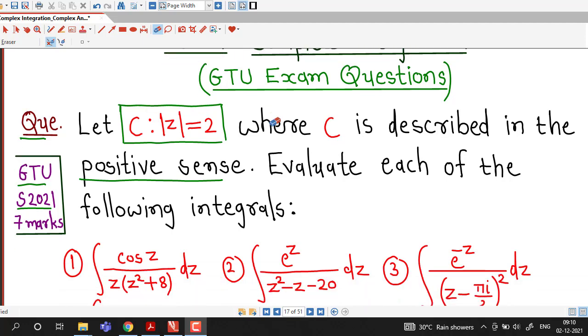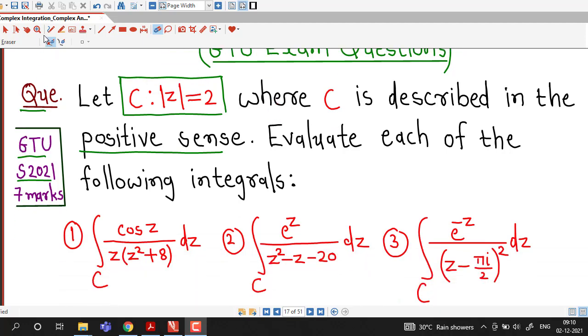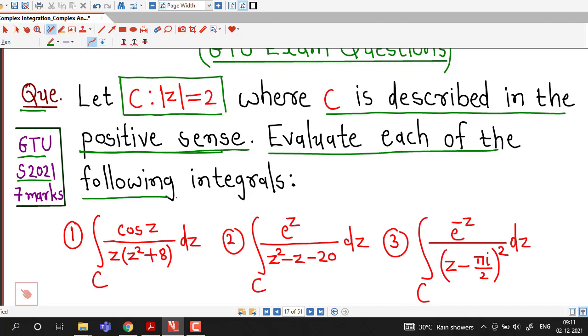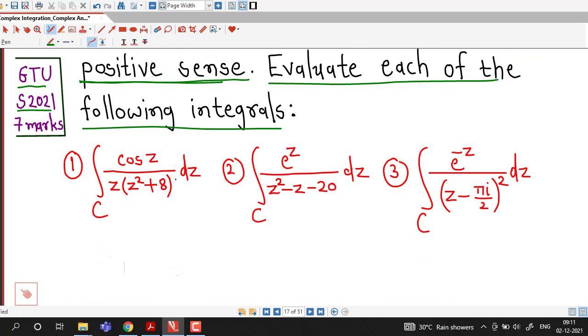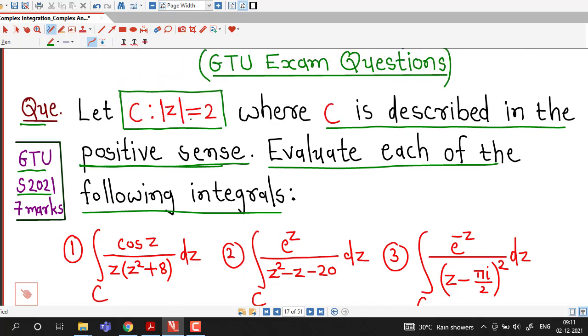In this lecture we are going to discuss this question which was asked in the GTU Summer 2021 examination. Let C be the circle |z| = 2, that is a circle with center origin and radius 2, and C is described in the positive sense, that means the direction is counterclockwise. Evaluate each of the following integrals. So we have to evaluate all these three integrals along this contour C, |z| = 2.